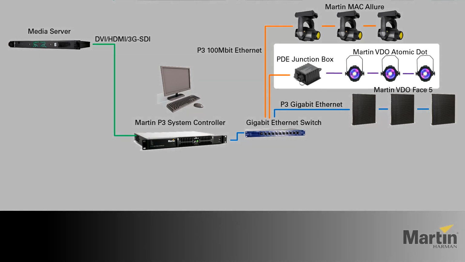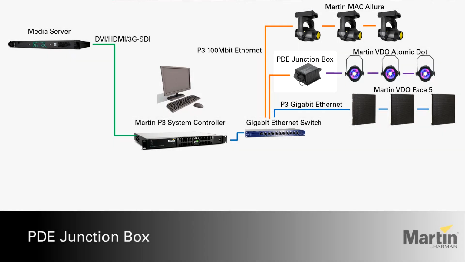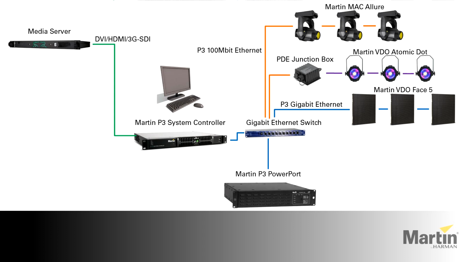Connecting fixtures such as the Martin Video Atomic Dot happens the same way. The only difference is that they require a PD junction box at the start of the chain, as this box merges the line voltage, power and P3 network cable over one single hybrid cable feeding the chain of fixtures.